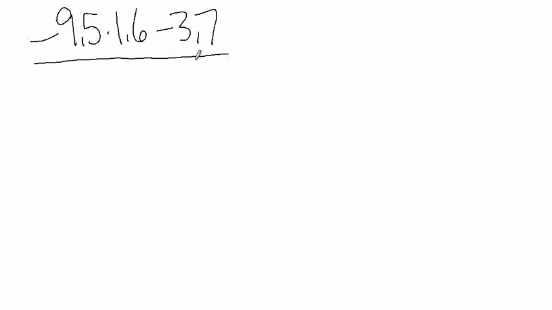So the precedence rules for expressions involving decimals are the same as the precedence rules for expressions involving integers and/or fractions. All right? Let's do our first example. Minus 9.5 times 1.6 minus 3.7, all over minus 3.6. So the precedence rules say that we first need to do the multiplication.